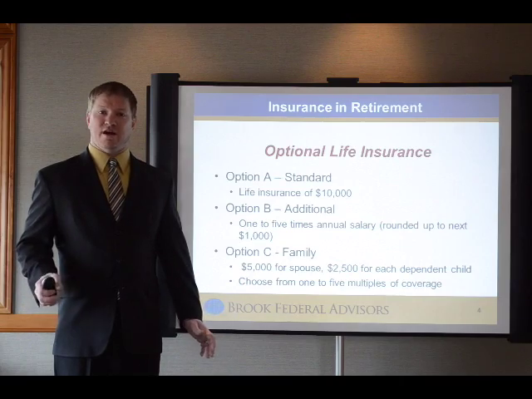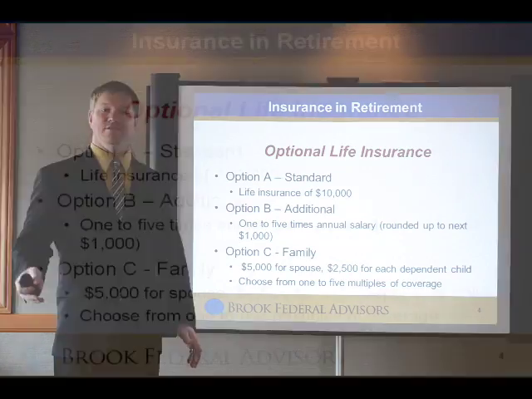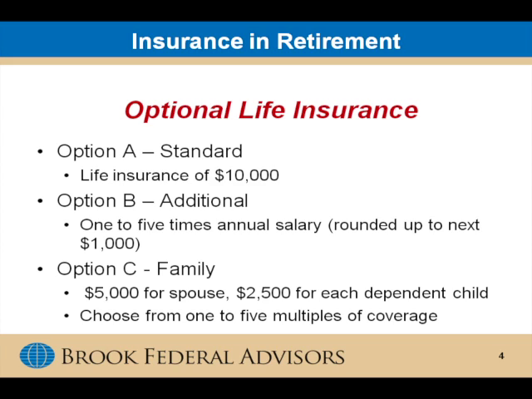Next, there are the optional coverages that can be added to the basic. The first is option A, which is called standard. That is just a blanket policy for $10,000. It's a simple add-on. Option B adds on a multiple of your salary from 1 to 5. And again, that's rounded up to the nearest thousand.